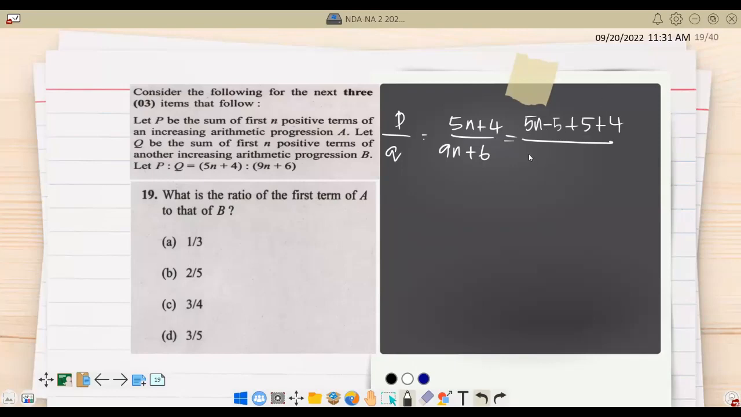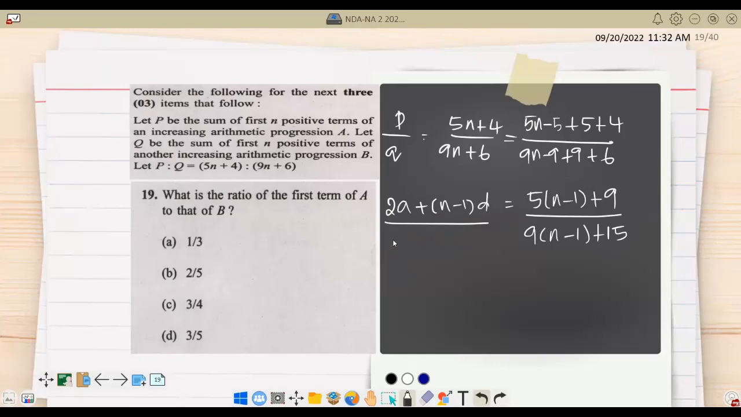And you have the previous term. So here you have 9. Introduce minus 9 and plus 9. Minus 9 plus 9 plus 6. This should get changed into, take the 5 common and take the 9 common. So 5 into (n minus 1) plus 9 divided by 9 into (n minus 1) plus 9 plus 6, 15. So we have got it. So we aimed for this. We aimed to get this and we got it. Right.